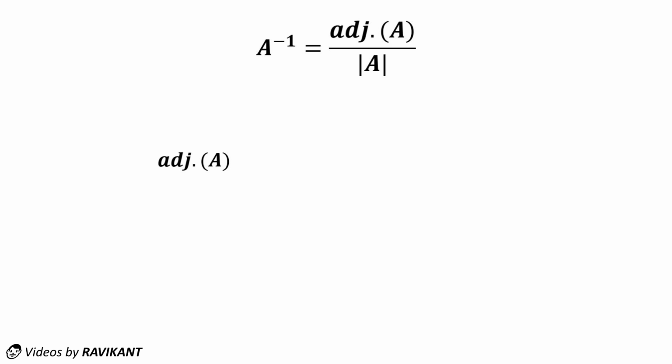So calculate adjoint of A. Put the matrix of A. Then we have the following equation. You have to remember the method which I am going to do.